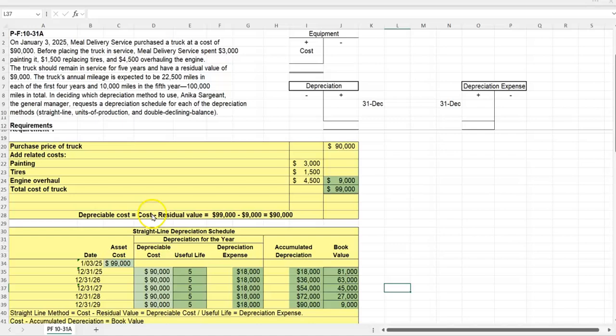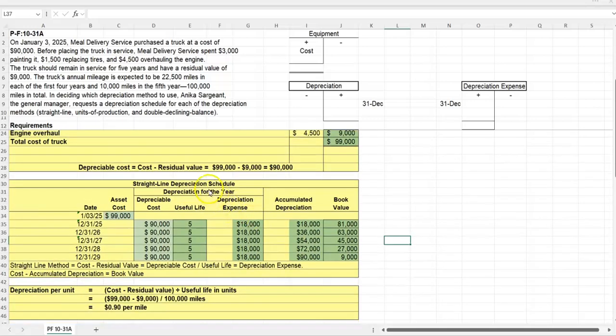So cost minus its residual value equals its depreciable cost. Depreciable cost equals cost minus its residual value. So $99,000 minus the $9,000. This is how much we can depreciate. The residual value is your scrap value, or what will remain on the books after you have depreciated things out.